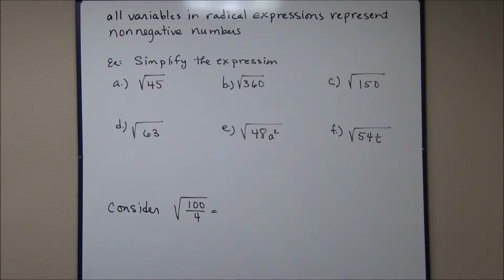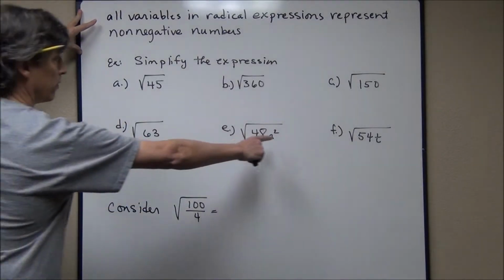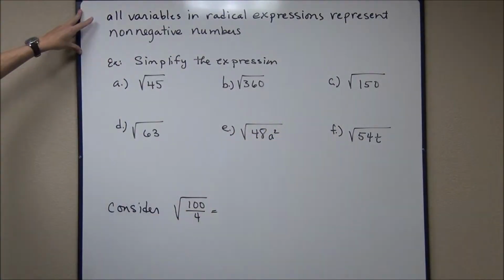Alright, as we work these problems out, I want you to make sure that you understand that all variables that are in radical expressions, and you can see I've got a couple of examples coming up here with variables, are always going to represent non-negative numbers. That means you're not ever going to have to worry about one of the variables maybe representing a negative number like -2 or something that could mess up the whole problem. So they're always non-negative. It might be 0 or anything greater than 0.